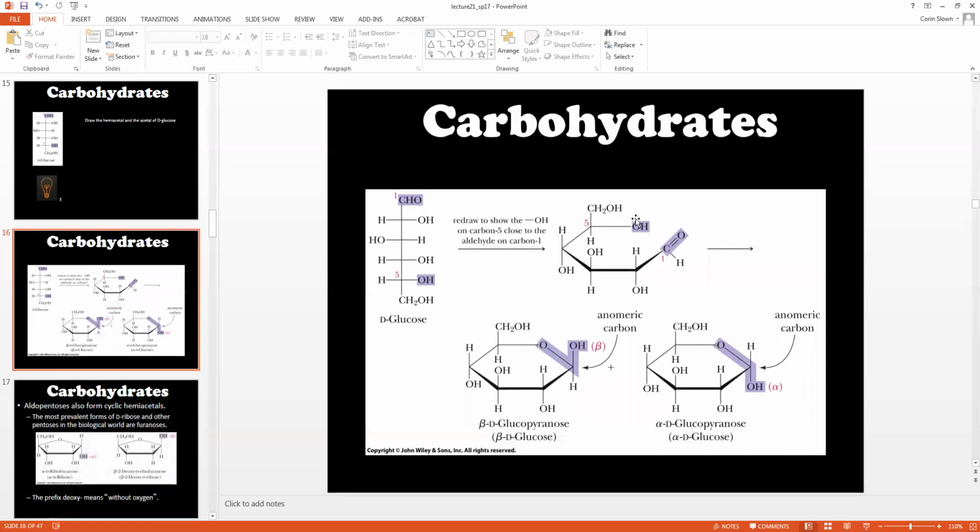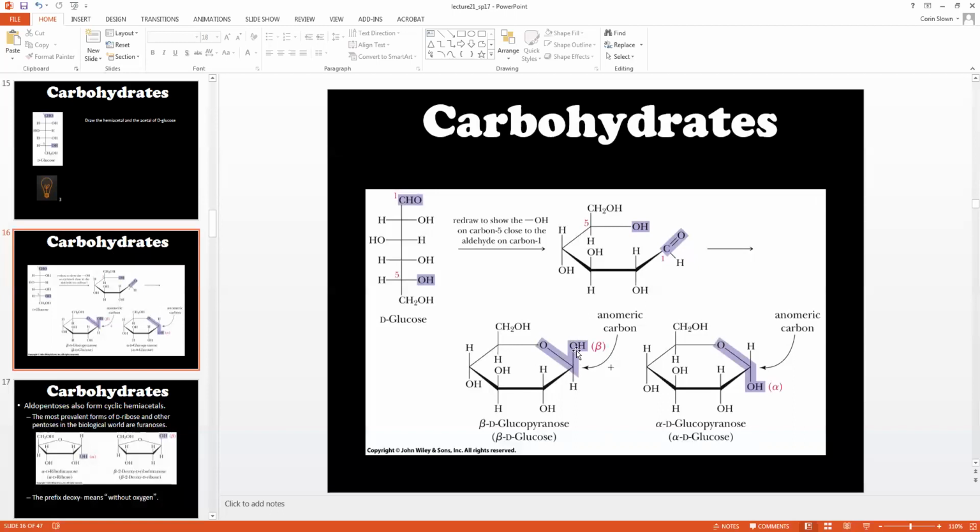So notice, if I were to take the electrons on this hydroxyl group, which is my nucleophile, and attack my carbon of the carbonyl, which is my electrophile, and I know that because I can draw resonance, then I would be able to form a bond between the oxygen that's attached to the fifth carbon and the carbonyl, which becomes an alcohol on the first carbon.